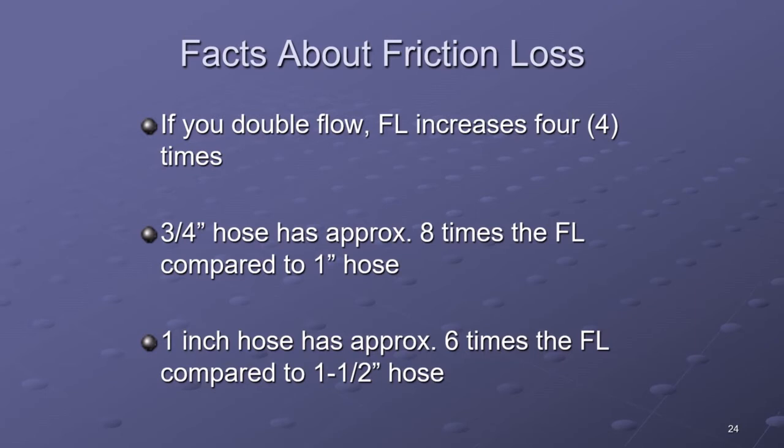3/4 inch hose has approximately 8 times the friction loss compared to 1-inch hose. The amount doesn't really matter. The fact of the matter is, smaller hose has significantly more friction loss. It's hugely significant. 1-inch hose has approximately 6 times the friction loss compared to 1.5 inches.